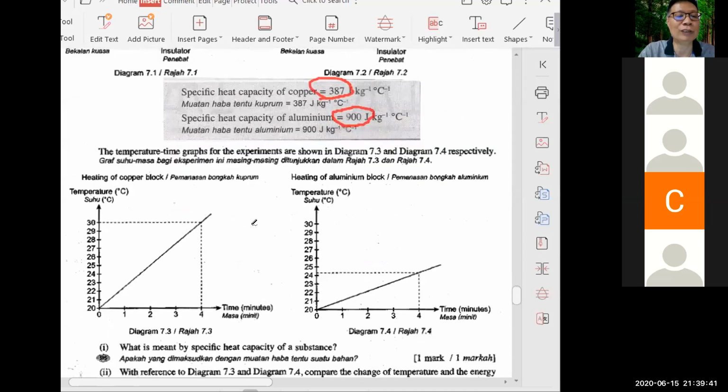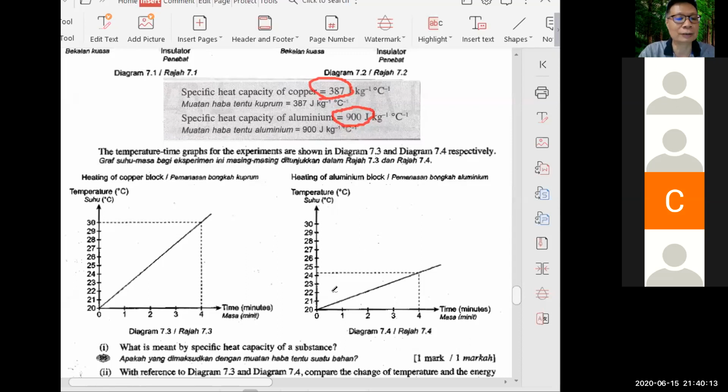Okay, now you see the graph given already. This one, the temperature goes up faster, you see or not? You see 21, 22, 30. So the temperature goes up very fast. This one, the temperature goes 20, 21, 22, very, very slow. In 4 minutes, the temperature only goes up to 24. At the same 4 minutes, this one's temperature goes up to 30. Means this one goes up faster. This one slower. Okay, understand?